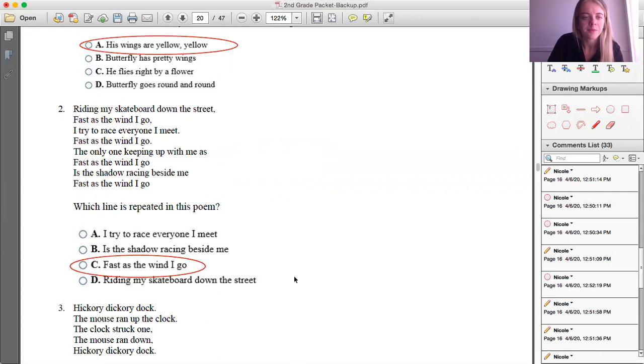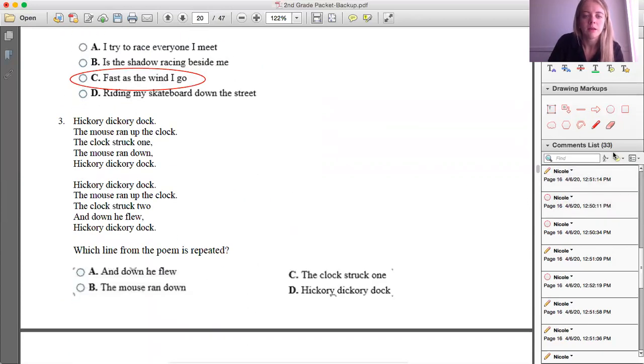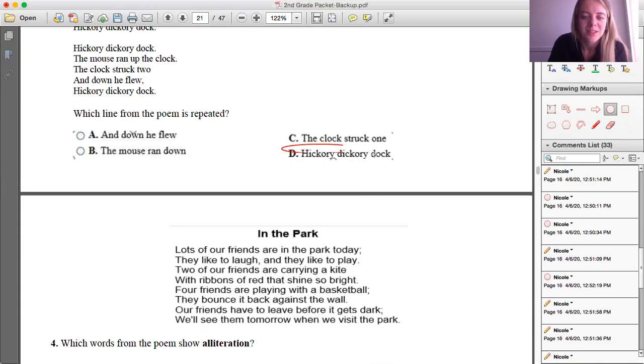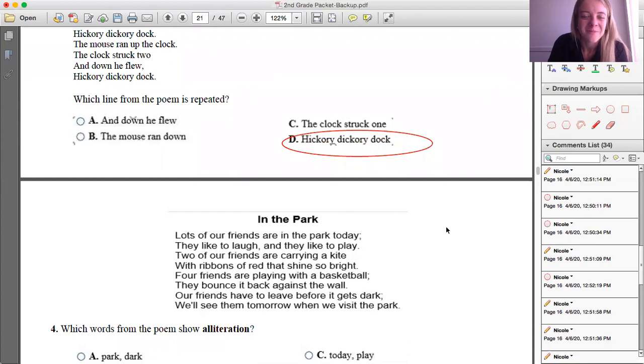Oops, there we go. Number 3: Hickory dickory dock, the mouse ran up the clock. The clock struck 1, the mouse ran down, hickory dickory dock. Hickory dickory dock, the mouse ran up the clock. The clock struck 2, and down he flew, hickory dickory dock. Which line from the poem is repeated? You know that it's hickory dickory dock.